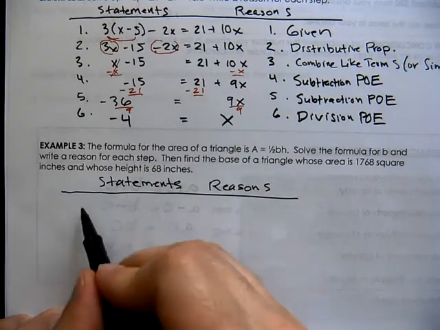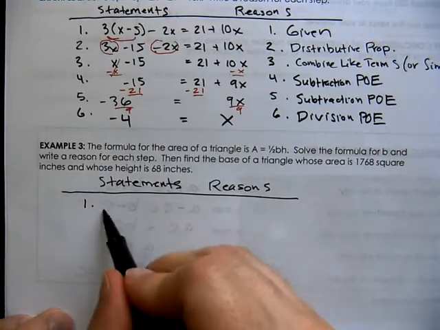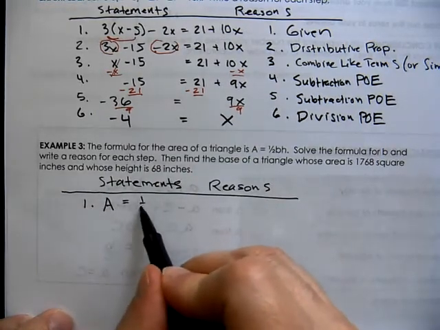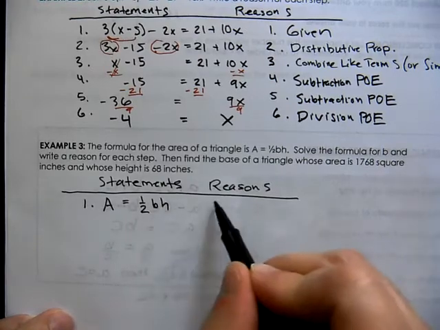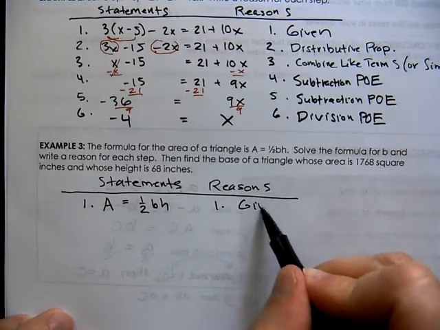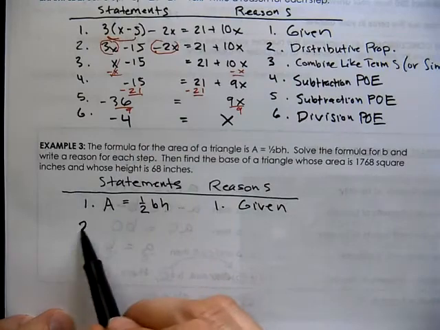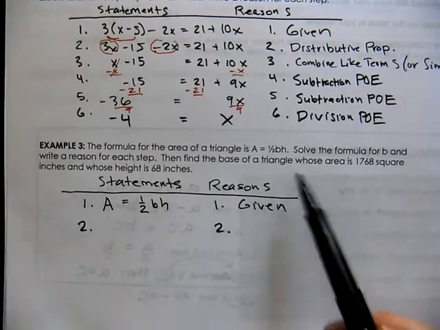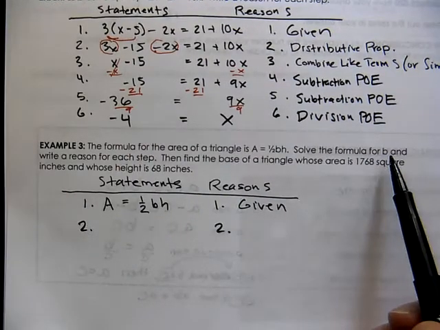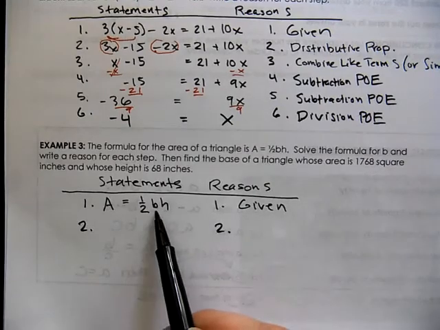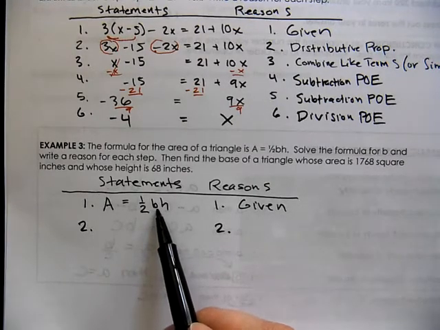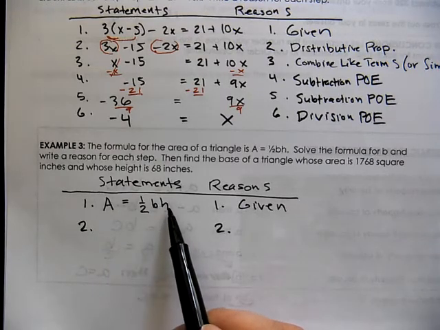Again, statement number 1 is the formula they give us. Area equals 1/2 base times height. And reason 1 is given. Now the goal here, they said, is to solve the formula for b, the base. So that's the variable I have to get by itself. That means we have to get rid of the 1/2. We have to get rid of the height. So that'll be 2 steps we're going to work with.